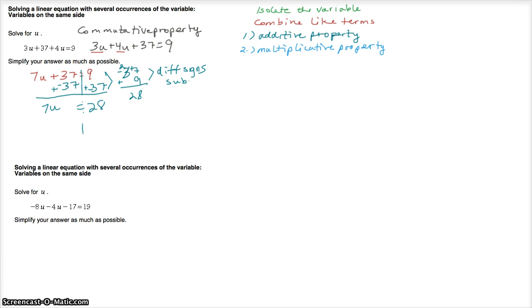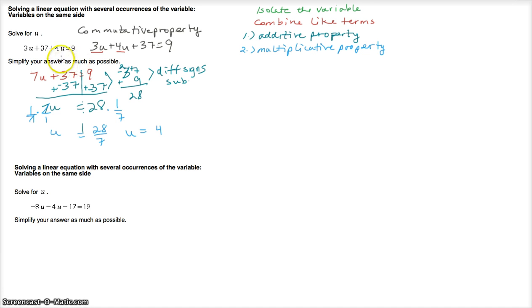The next thing I'm going to be able to do is apply my multiplicative property, which means I can multiply by the flip of the constant on the variable term. So if this is 7 over 1, I can multiply by 1 over 7. These are going to cancel out, these 7s, so it's going to leave me with 1u. And over here, when I multiply by 1 over 7, it's going to leave me with 28 over 7. So u is going to equal 28 divided by 7, which is 4.